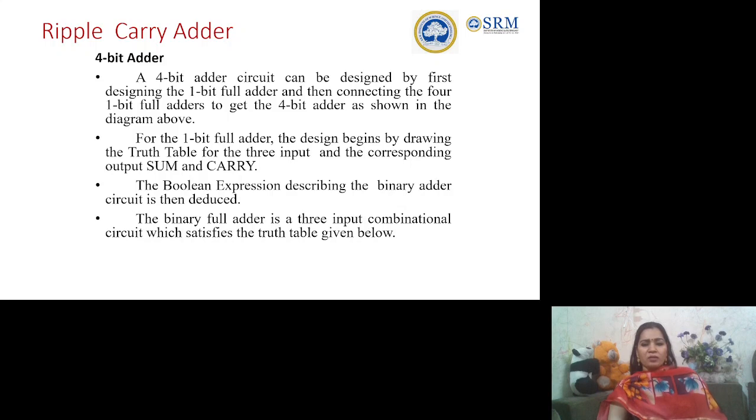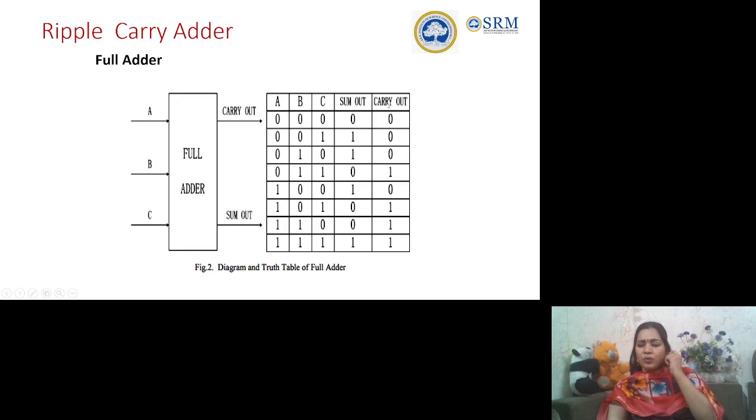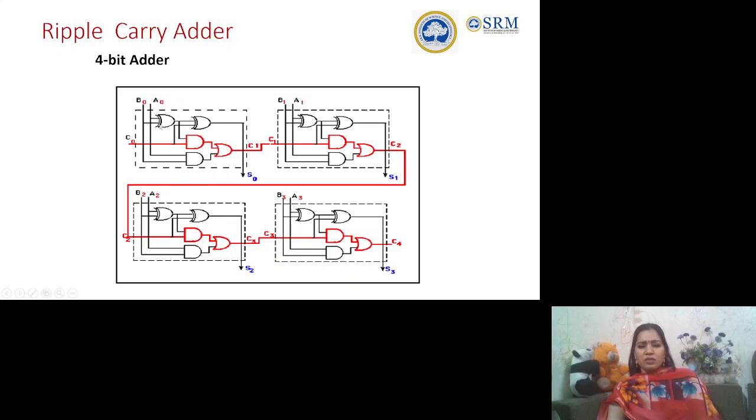We know how to design the 1-bit full adder circuit, which we discussed in the previous video. The actual procedure to design the full adder circuit is to draw the truth table. The truth table will take 3 inputs A, B, C, and it produces 2 outputs, sum and carry. After completing the truth table, you have to derive the expression. From the expression, you have to draw the circuit. So this is the circuit design for a full adder circuit.